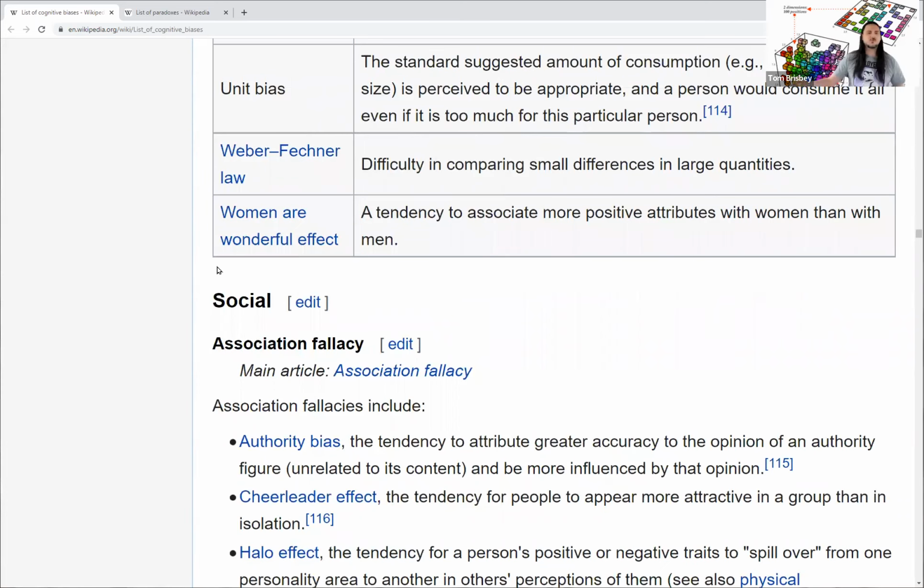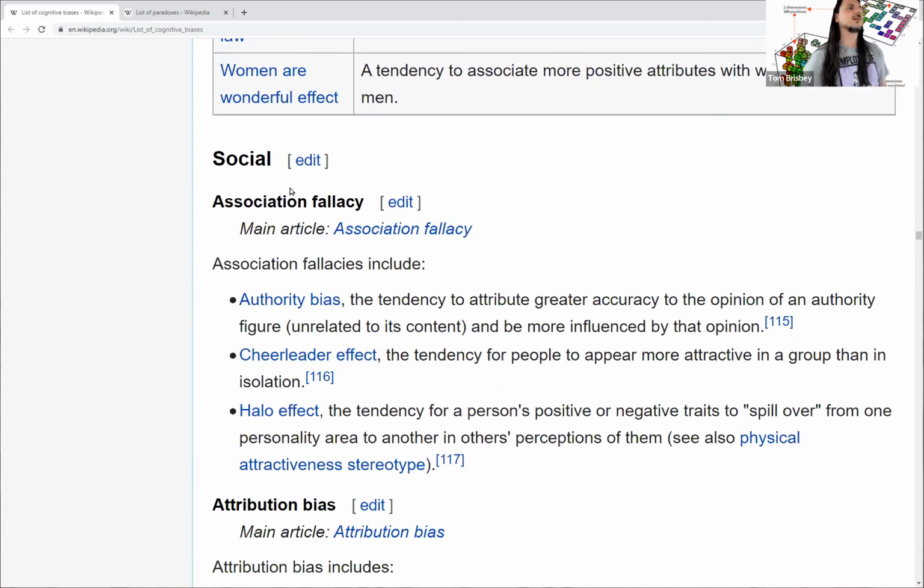The men are wonderful effect. The men are pigs effect. The women are bitches effect. The men are loud effect. The men are angry effect. The blank, it's fill in the blank, man. This entry is too small for this page for it to be complete. It just kind of sticks out like a sore thumb.